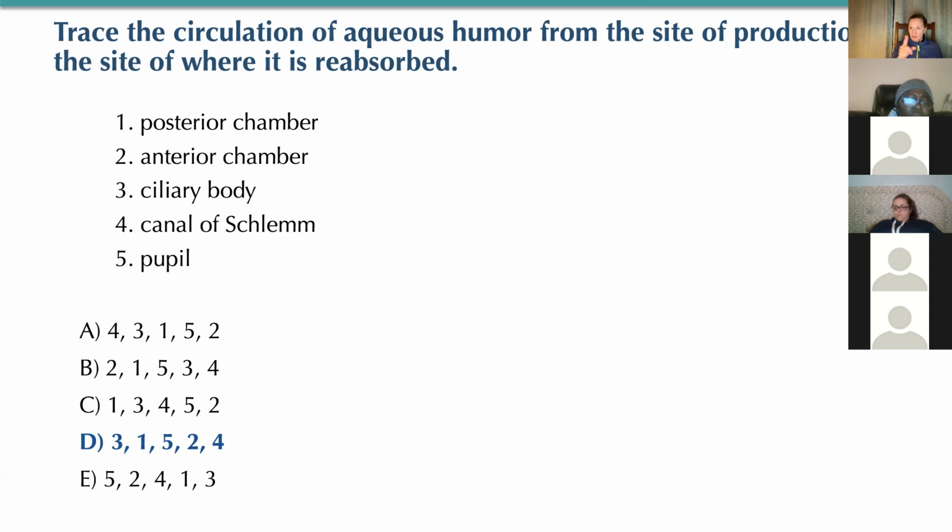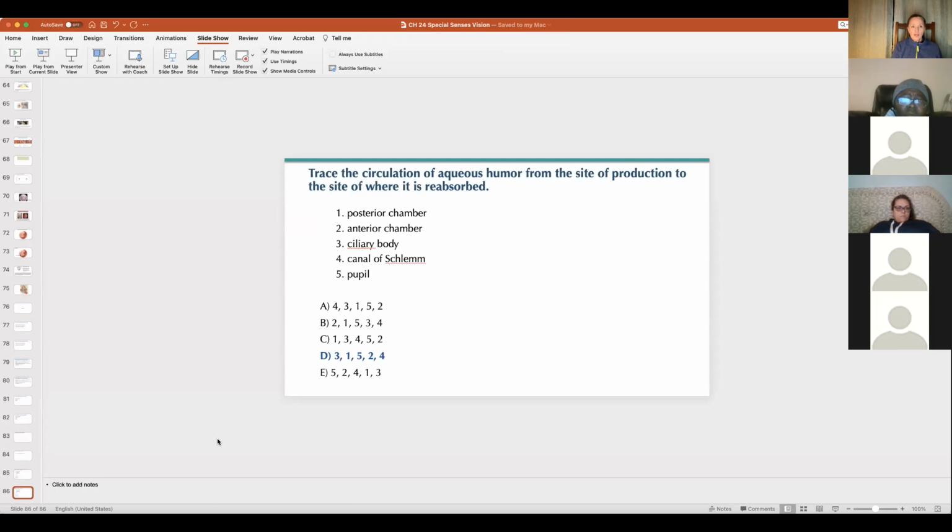Okay. Made in the ciliary body, circulates around the posterior chamber, goes through the iris pupil, and comes up through the anterior chamber and leaves at the canal of Schlemm. All right. So there we have it.